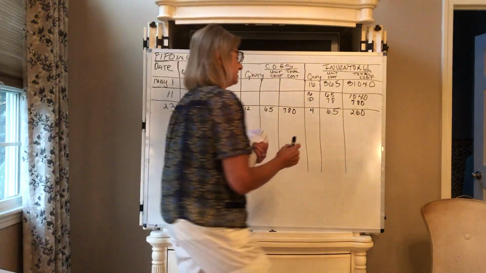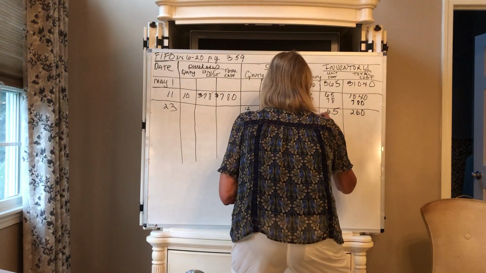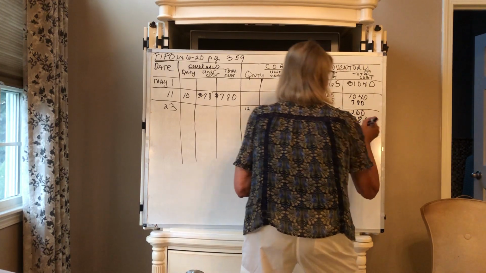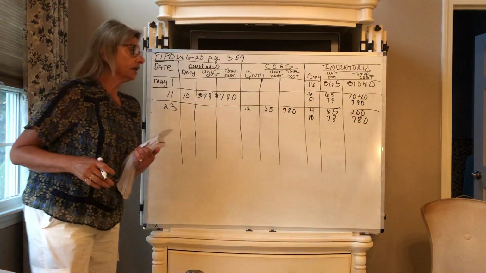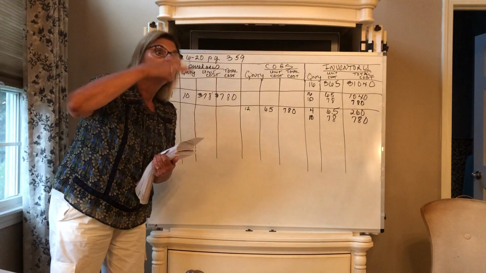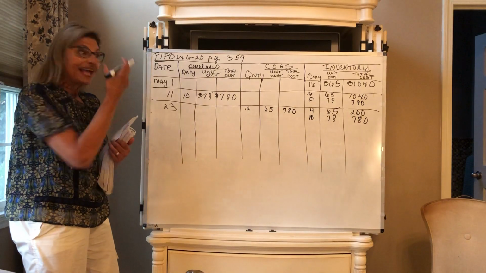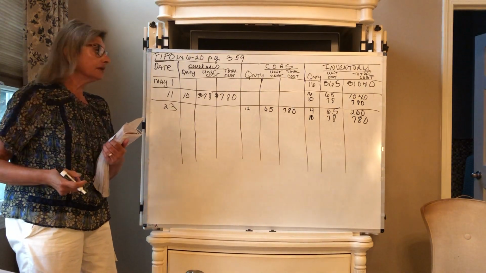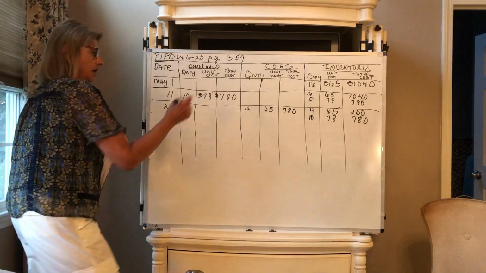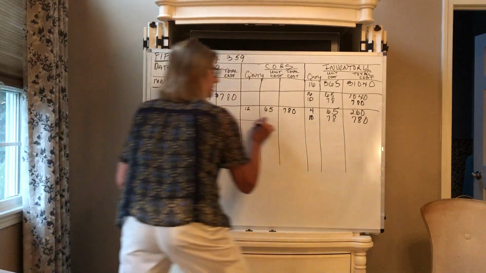We still have 10 at 78 for 780. So we have 14 units, but 10 of them are the more expensive. When we're doing weighted, it would weigh heavily on the 10, much more heavily than the 4. We'll see that coming up. Okay, so we had our first sale.